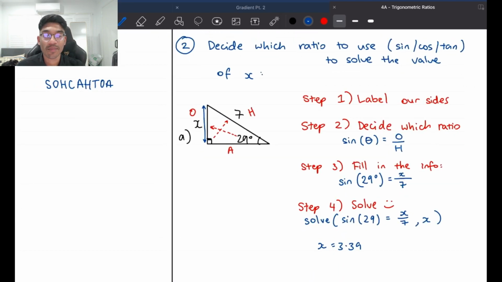So again, our first step, label our sides. Our second step is to decide which ratio to use. And our third step is to fill in the info. Fourth step is chuck it in solve in the calculator.